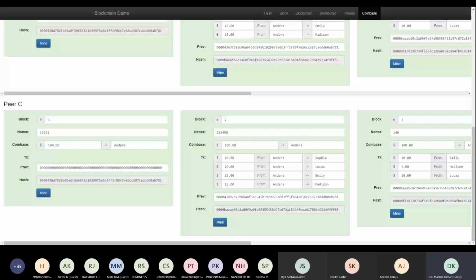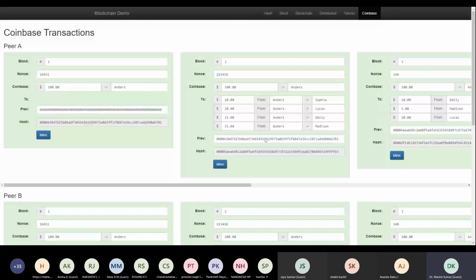Suppose Anders is trying to spend anything more than $40, it can be verified by all the members and they can say Anders is telling a lie. He doesn't have more than $40, so this transaction is invalid. And that is how blockchain technology helps you prevent double spending in Bitcoins.